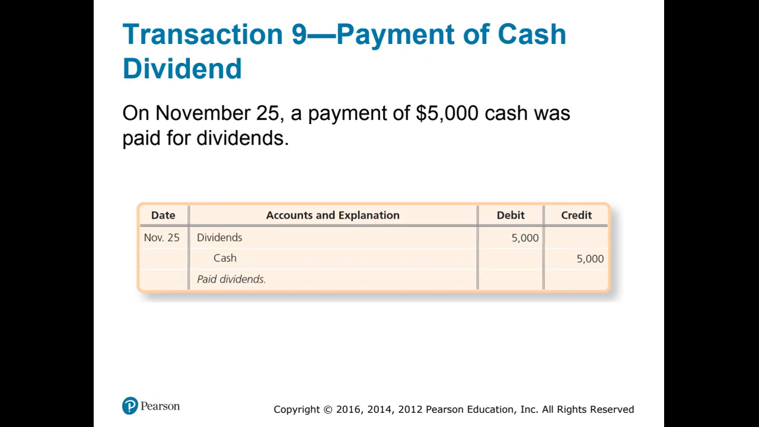On November 25th, a payment of $5,000 cash was paid for dividends. We're going to debit dividends for $5,000, credit cash for $5,000, and note that we paid dividends.